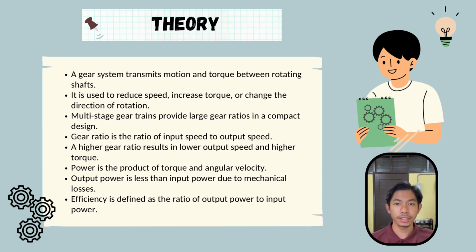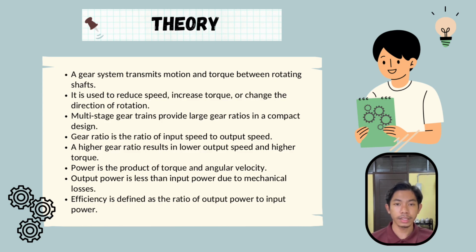The gear ratio is defined as the ratio of input speed to output speed. When the gear ratio increases, the output speed decreases, while the output torque increases. Power in a gear system is the product of torque and angular velocity.